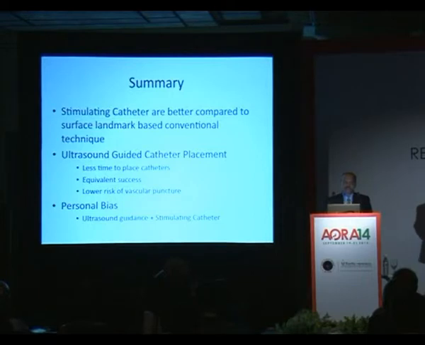So in summary, stimulating catheters are better when you compare them to surface landmark-based techniques, but you lose that advantage, as I said, when you use ultrasound guidance. With ultrasound guidance, you can place the catheters in a much shorter time. You have equivalent success rate, and your risk of vascular punctures or injury to adjacent organ structures is less. But my personal bias is that I continue to use ultrasound guidance and stimulating catheter together.